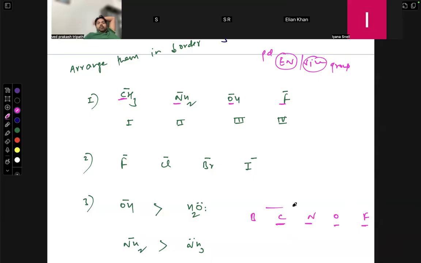So if you are moving left to right, electronegativity increases, nucleophilicity decreases. So less electronegative would be the better nucleophile. So it is arranged in a proper way. So it should be the correct order. Make sense? Please tell me everyone, it makes sense.